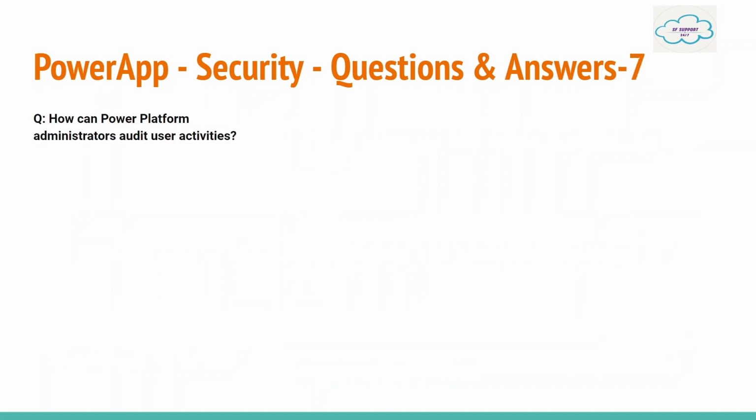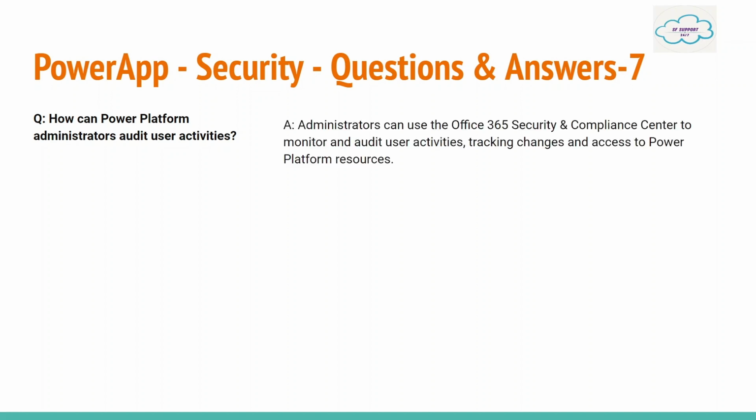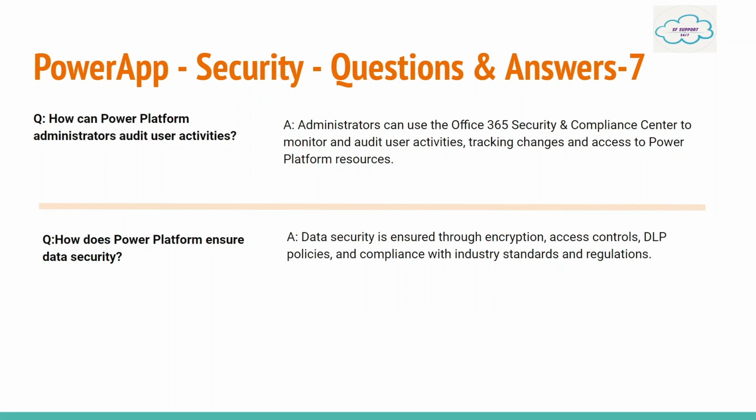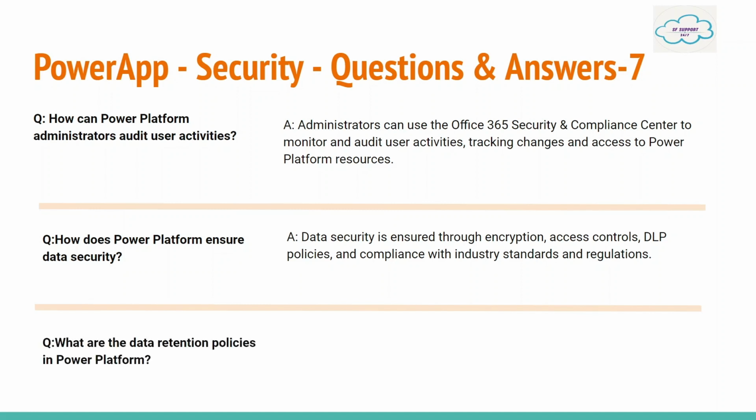Next question: how can Power Platform administrators audit user activity? Answer: administrators can use Office 365 Security Compliance Center to monitor and audit user activities, tracking changes, and access to Power Platform resources. Next question: how does Power Platform ensure data security? Answer: data security is enabled through encryption, access control, DLP policies, and compliance as per the industry standards.